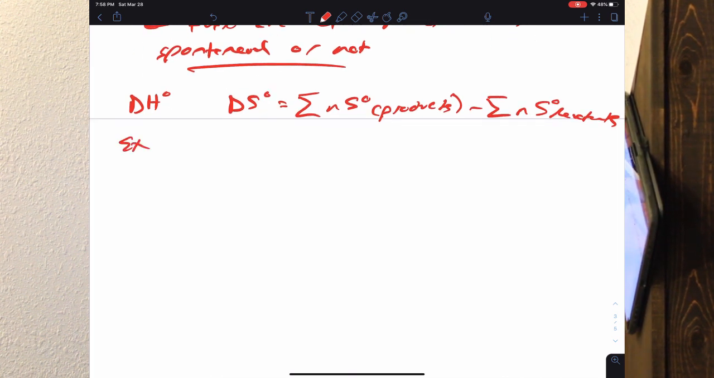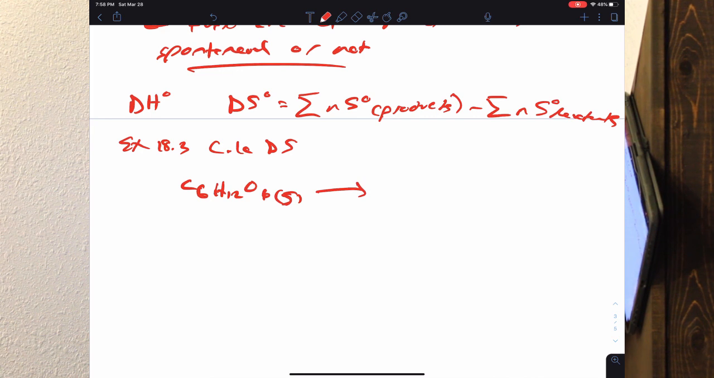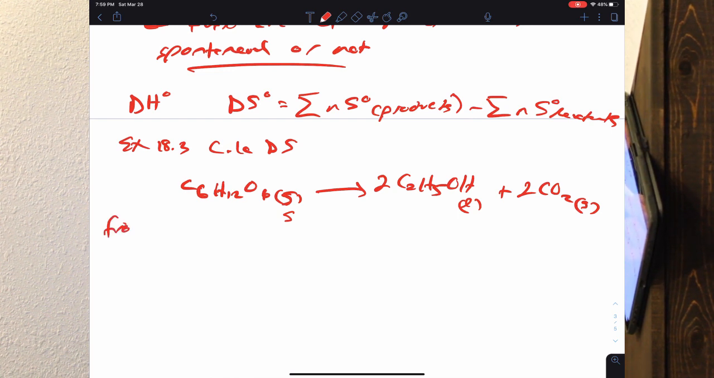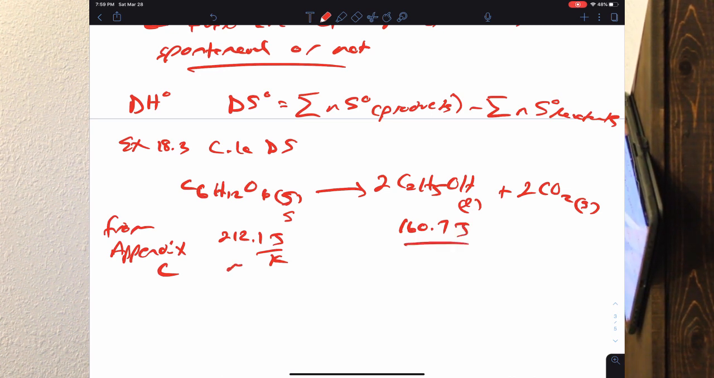So if we just take one example, let's calculate delta S for this reaction. Glucose, which is solid, goes to 2C2H5OH, so ethanol, plus 2CO2 gas. So what's delta S for this reaction? You just look in Appendix C and get the S entropy values for these compounds. For glucose solid, it's 212.1 joules per mole Kelvin. For ethanol, it's 160.7 joules per mole Kelvin. And for CO2, it's 213.7 joules per mole Kelvin.